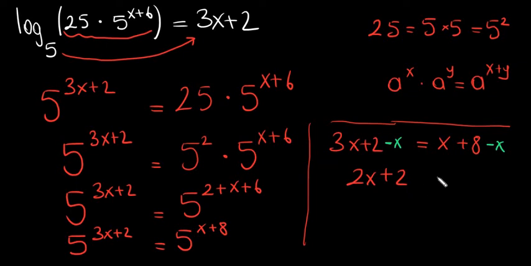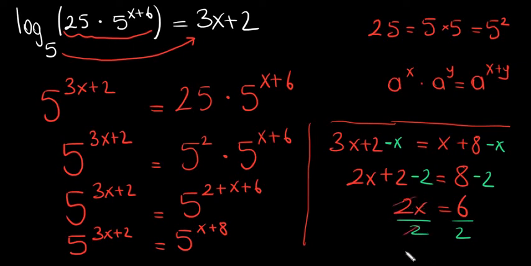So let me just leave a space here, and then let's subtract 2 from both sides. So minus 2 and minus 2. That way I'm getting 2x is equal to 8 minus 2, which is 6. And if you just divide both sides by 2, then 2 and 2 will be cancelled out.